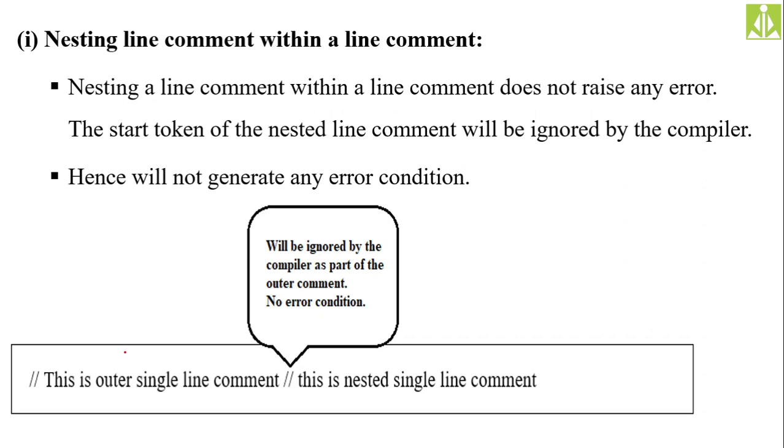As you can see here, I have started one line comment and I am nesting another line comment into the already existing line comment. Doing so will not generate any error because this token will be ignored by the compiler as part of the comment only. It will not be considered as the start of another line comment. It will be simply ignored, or considered as part of the line comment only. So it will not generate any errors. No error condition, as you can read in the last statement.